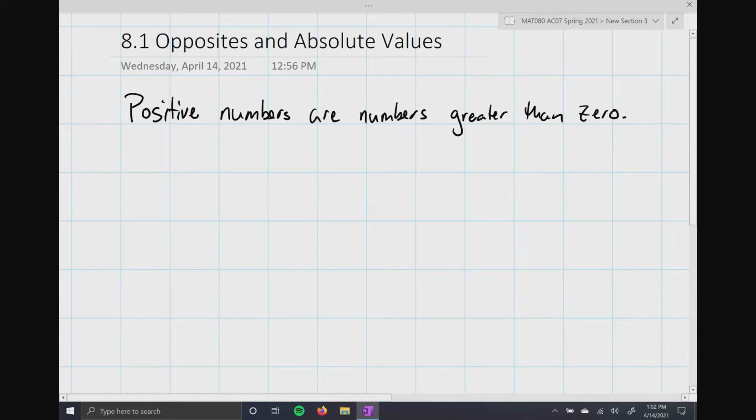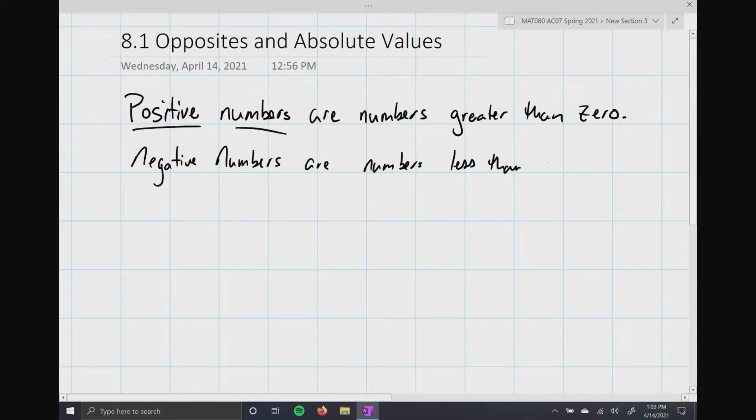Now, this is the first time that we're actually going to be looking at this. All semester we haven't done this. Now we're going to start looking at these types of numbers. They're called negative numbers. Negative numbers are numbers less than 0.